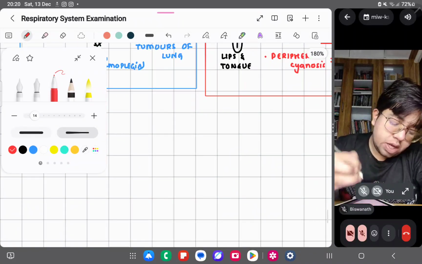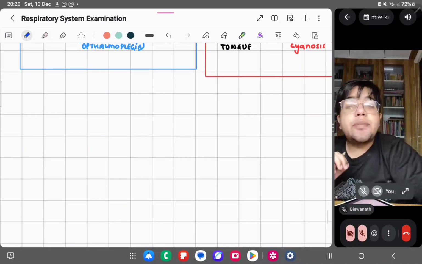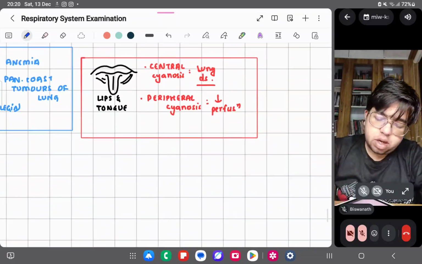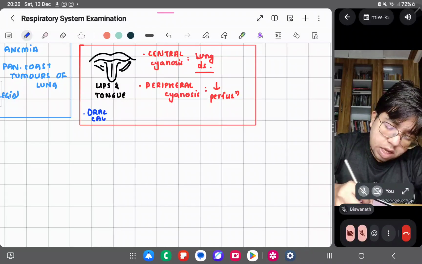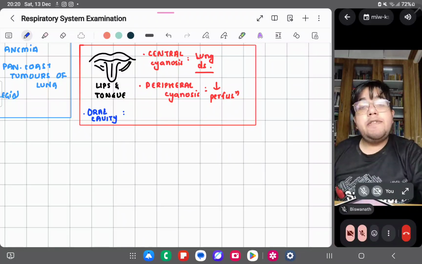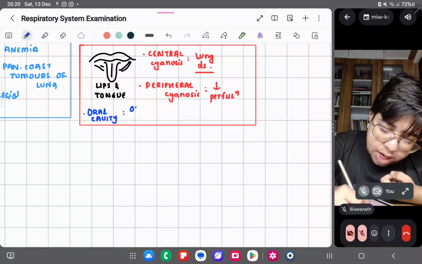Okay. Now let's take another color and move to the other part. Now we'll see your oral cavity. You will examine the oral cavity. In the oral cavity, if there are white patches, what is this? Candidiasis. Yes, oral candidiasis.